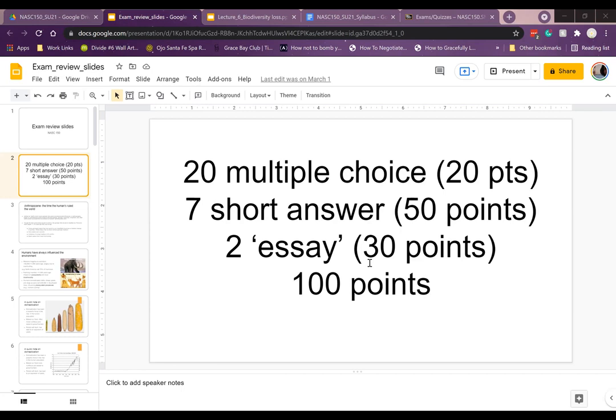I put the time limit because again, if I don't put a time limit, it's way too easy, but I don't want to put the time limit as being too hard, but 2.5 hours seems to be about the sweet spot. So, again, 20 multiple choice, 7 short answer, 2 essay questions. I will give you the essay questions beforehand. So just to let you know, you'll have the essay questions before the exam even starts. So that's a pretty cool thing.